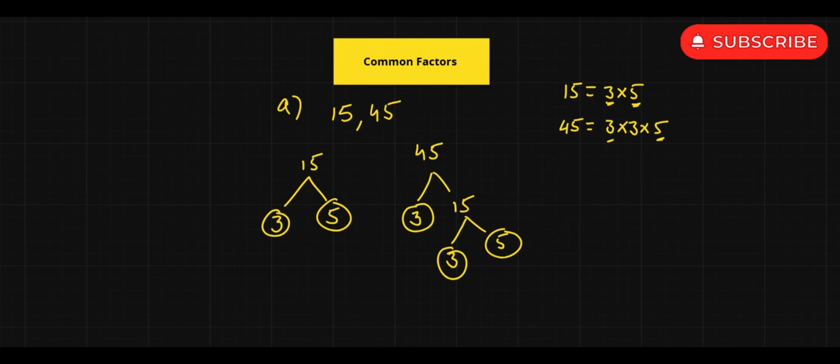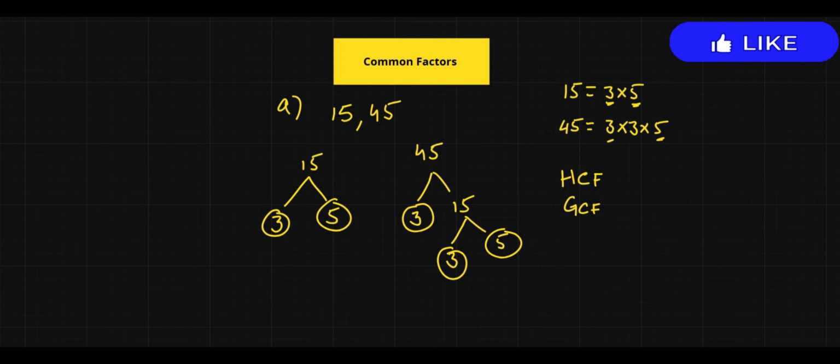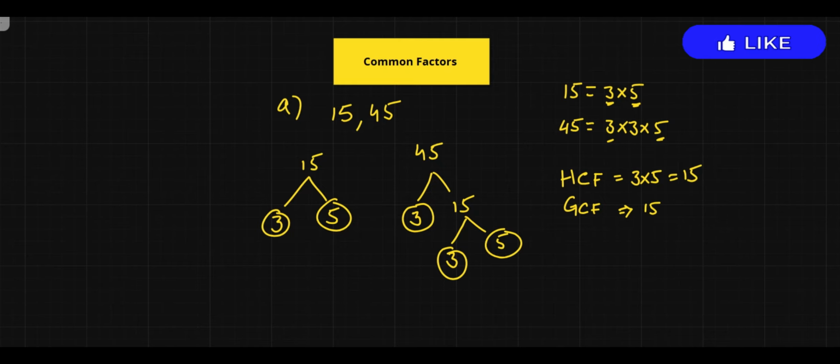So there are two common factors, and we have to find out the HCF, which is also called GCF. HCF means highest common factor, and GCF is greatest common factor. So both are the same. The HCF, or the greatest common factor, for 15 and 45 has to be 3 times 5, and 3 times 5 is 15. So the HCF or GCF is 15 for 15 and 45.